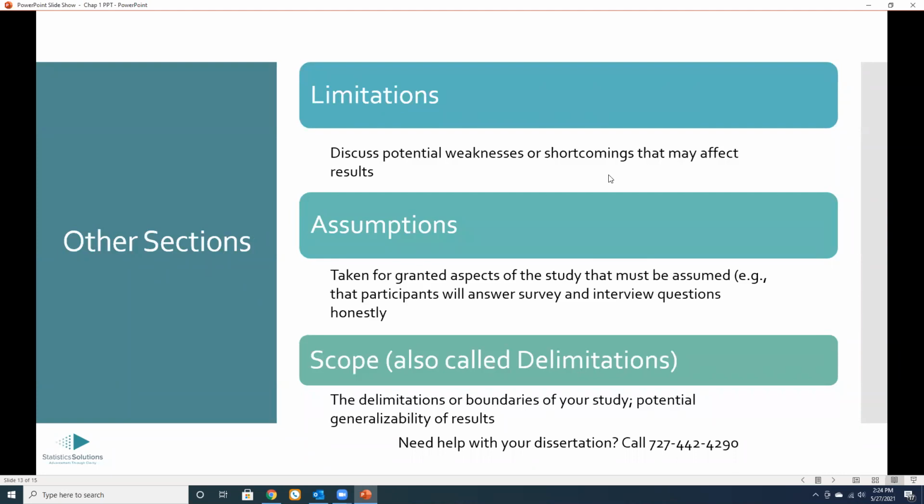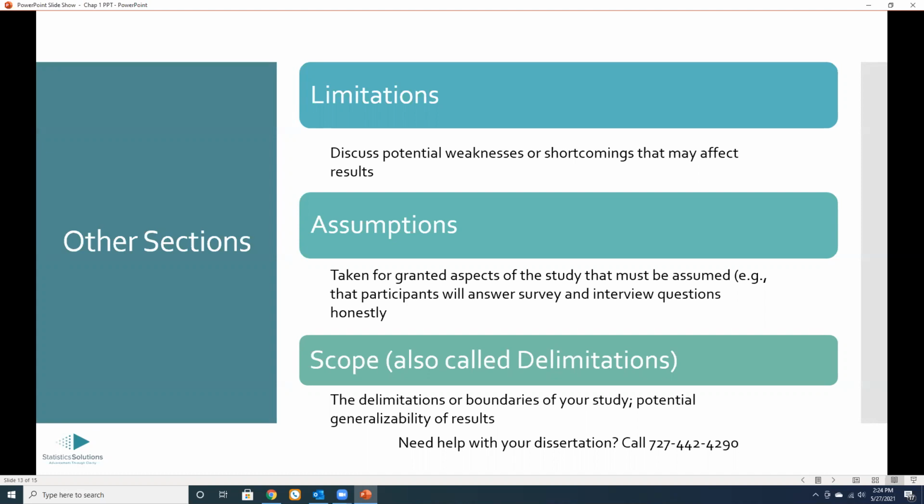Okay. Other section, I've kind of lumped these together because while some schools have these, some schools don't. But usually they want you somewhere to talk about potential limitations. So this means anything that you could see that might get in the way of your study, that might affect your findings, like any kind of weaknesses or shortcomings. Sometimes people have trouble getting enough participants for their study, which can become a problem for quantitative studies, because it means your study will be underpowered statistically.